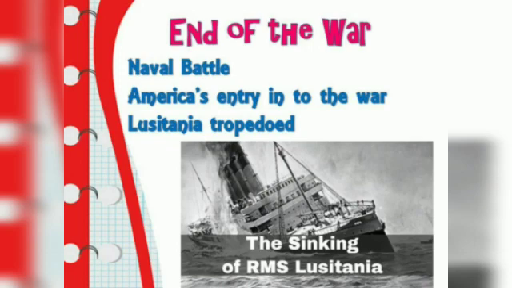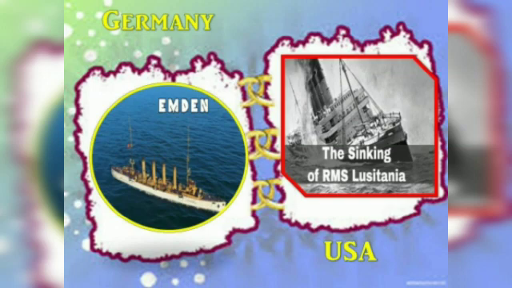End of the war. Naval battles and America's entry into the war. In 1916, a naval battle took place in the North Sea. The British won the battle. Thereafter, Germany started their submarine war.